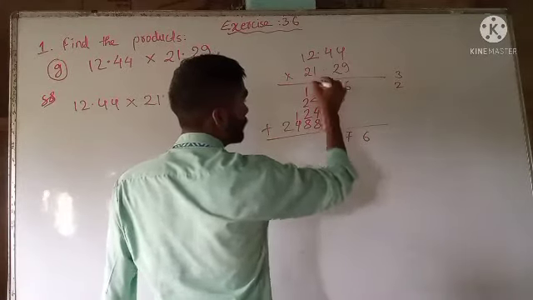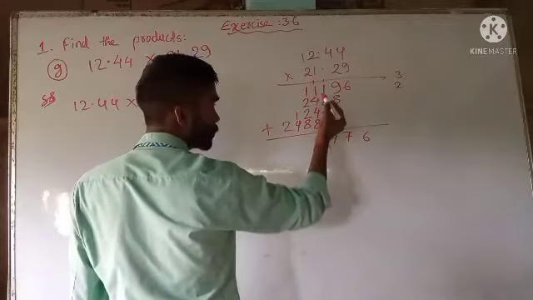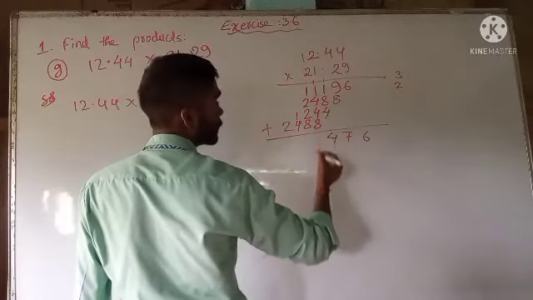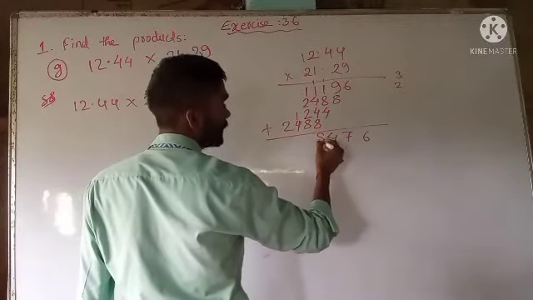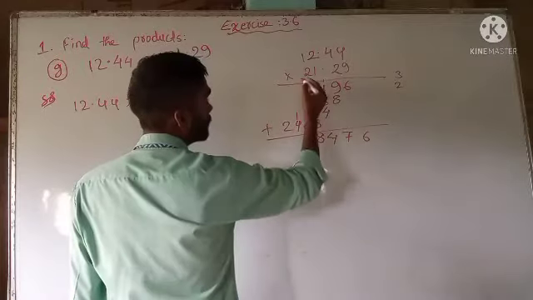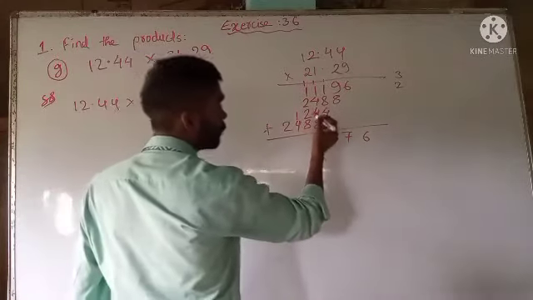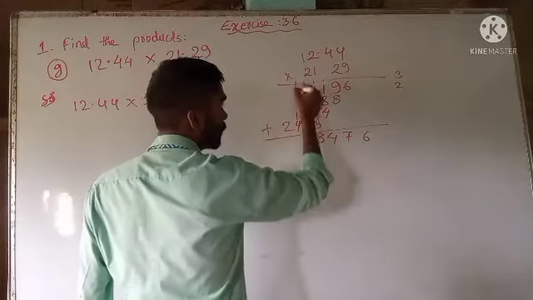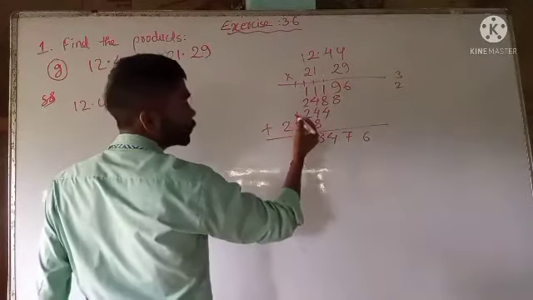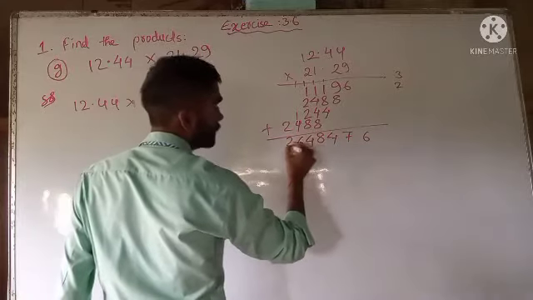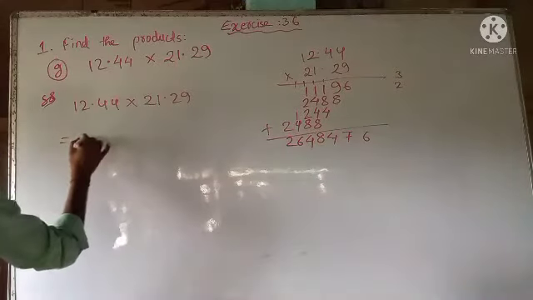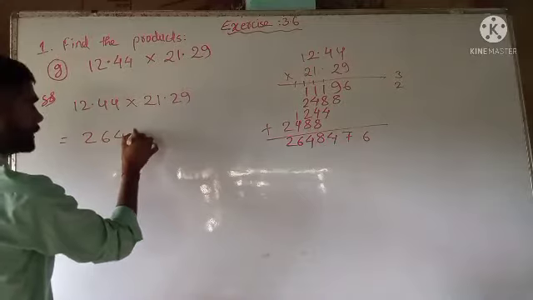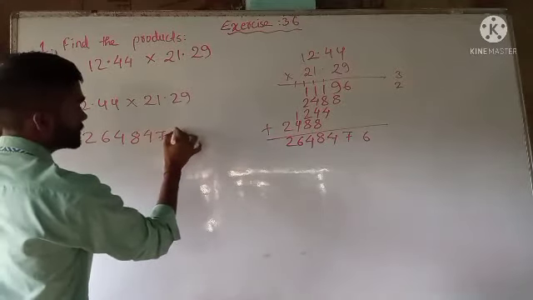4, 1 in hand. 1 plus 1, 2, 2 plus 4, 6, 6 plus 4, 10, 10 plus 8, 18, 8, 1 in hand. 1 plus 1, 2, 2 plus 2, 4, 4 plus 2, 6, 6 plus 8, 14, 4, 1 in hand. 1 plus 1, 2, 2 plus 4, 6. Now here 2. So we got the answer, that is 2, 6, 4, 8, 4, 7, 6.